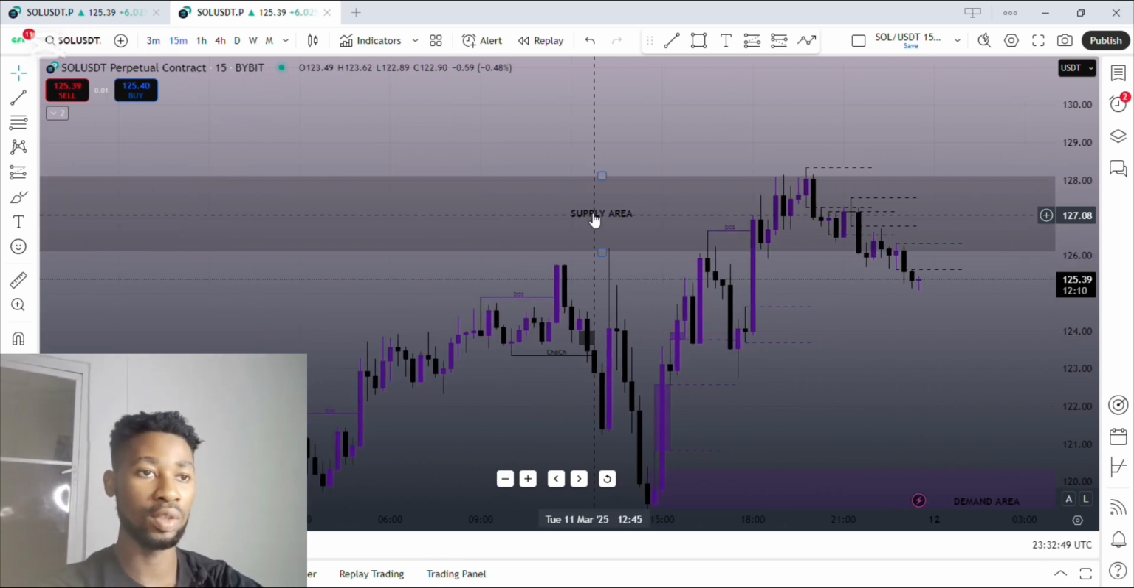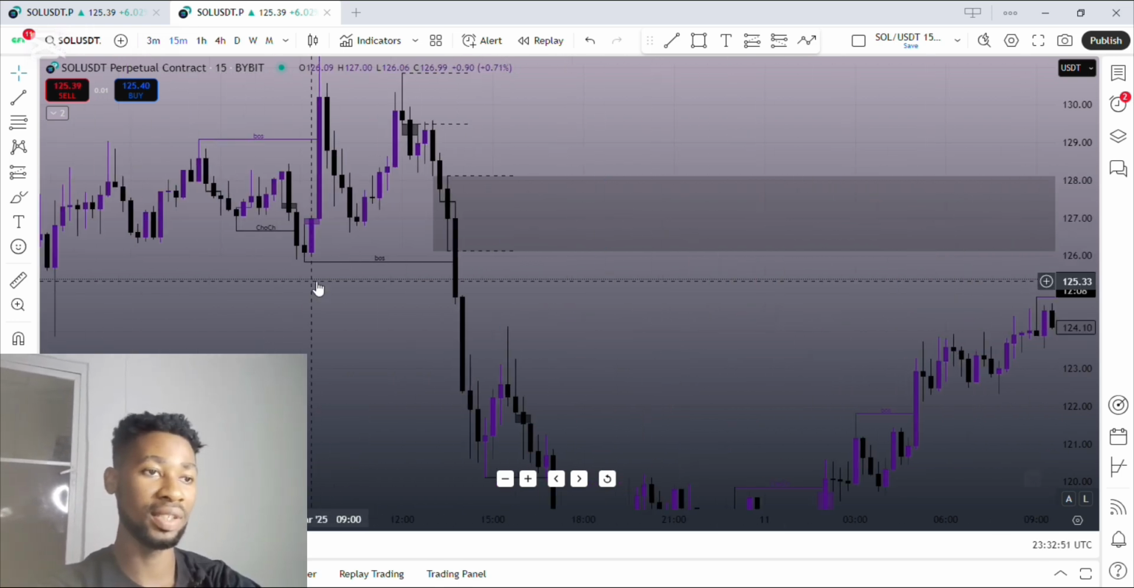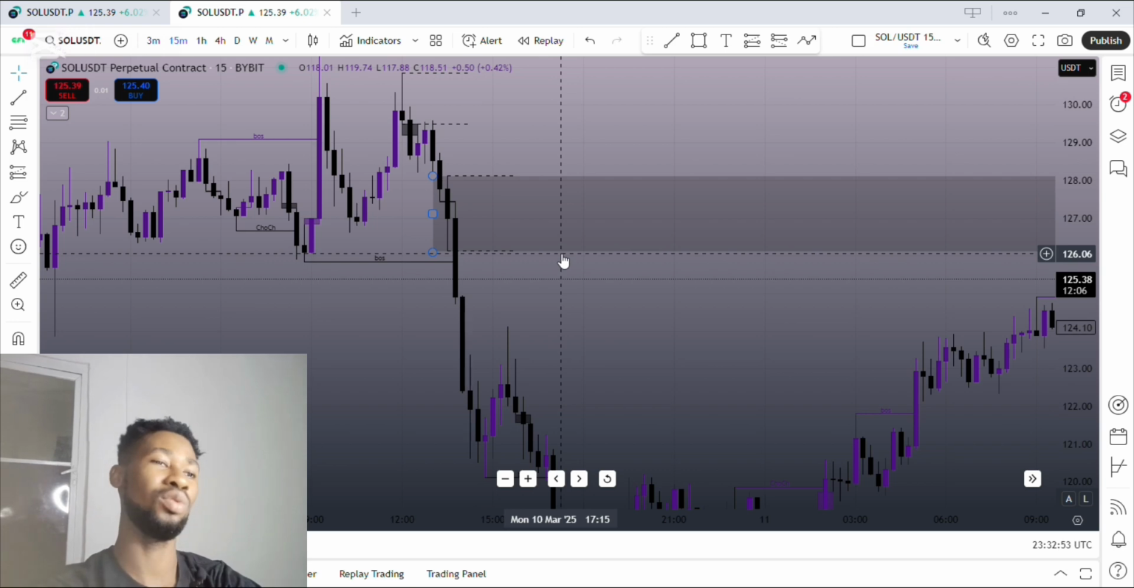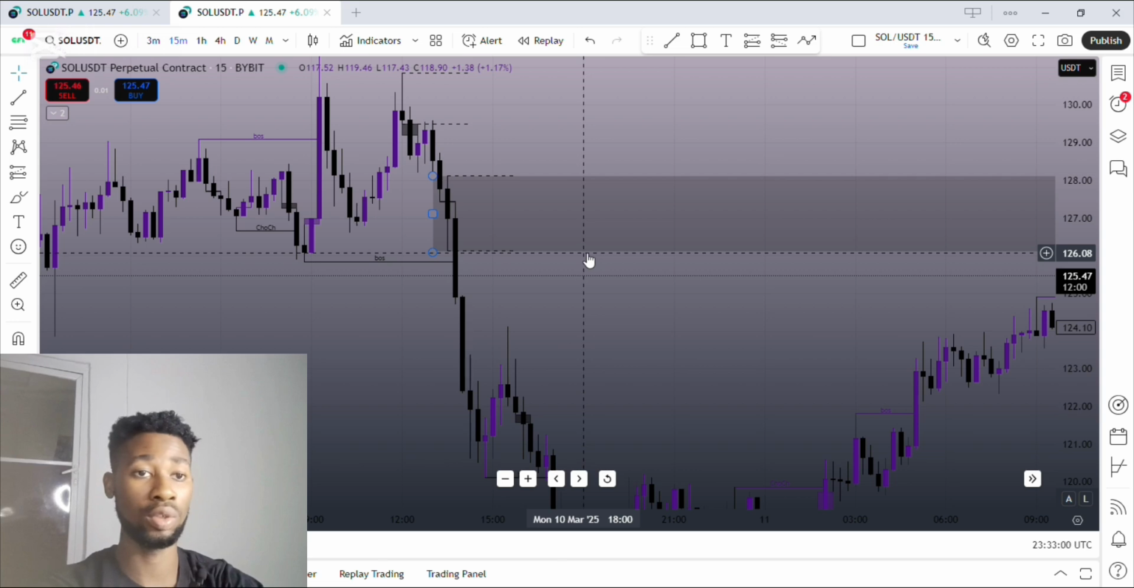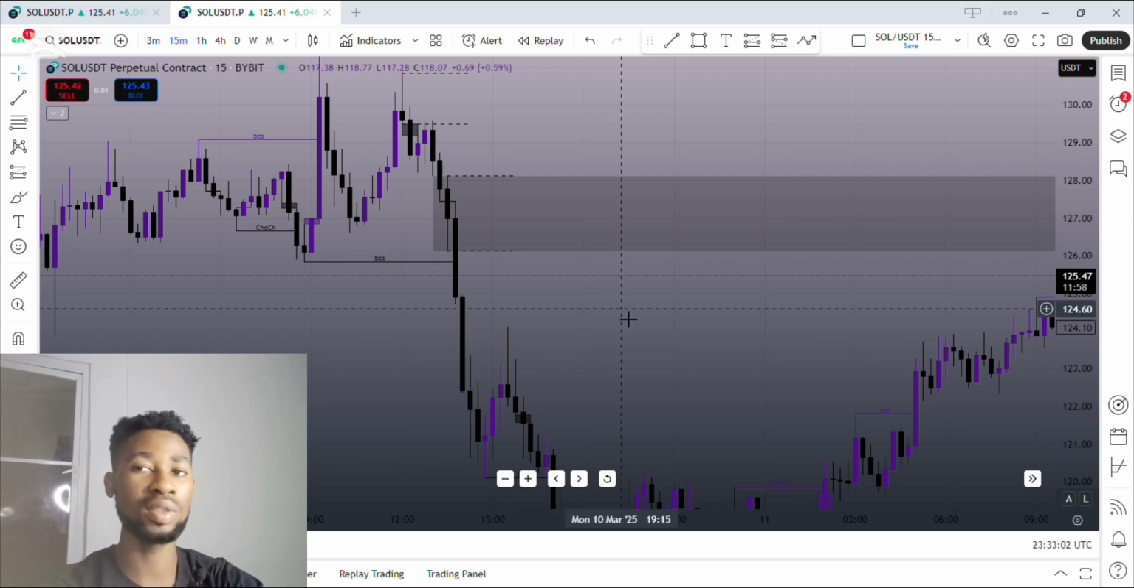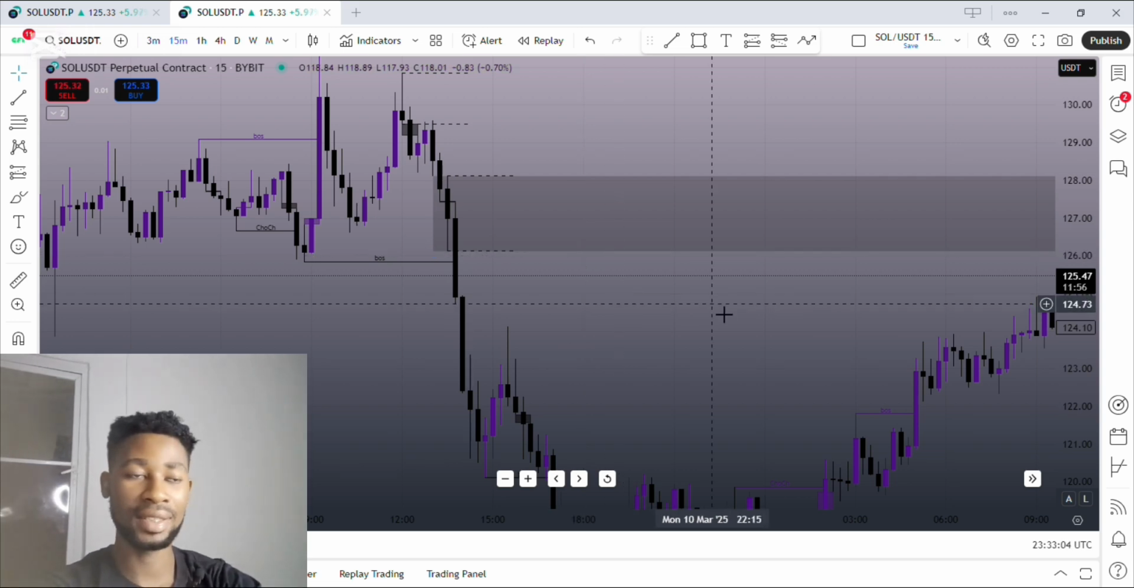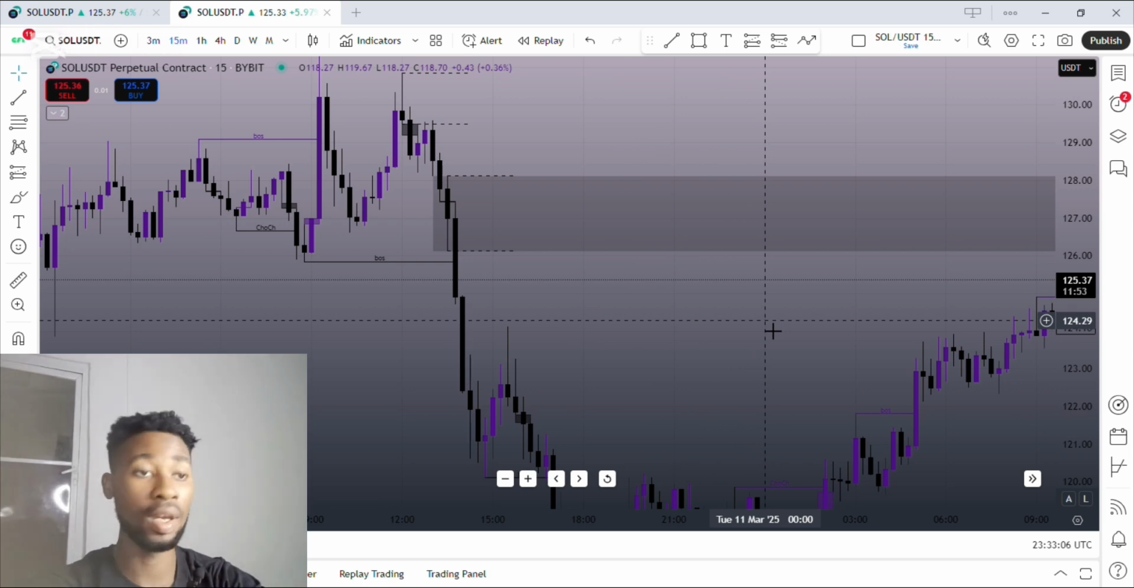As you can see here, it was marked. I already marked this. I set my alerts because you do not want to be looking at the charts all day long, every candlestick. Just set your alerts and walk away. Once price gets to your point of interest, you get that alert and you can come and see what you need to do on the chart.